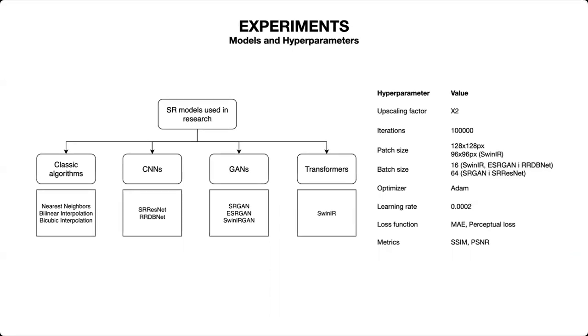For experiments, several models of different types were chosen. All models were trained for 100,000 iterations. The number of images in one training batch is 16 and 64 for different models. Adam was chosen as an optimizer for all models. All models were trained not on whole images, but on square patches that were randomly cropped from each image. This speeds up training and forces the neural network to pay attention to high-frequency features.